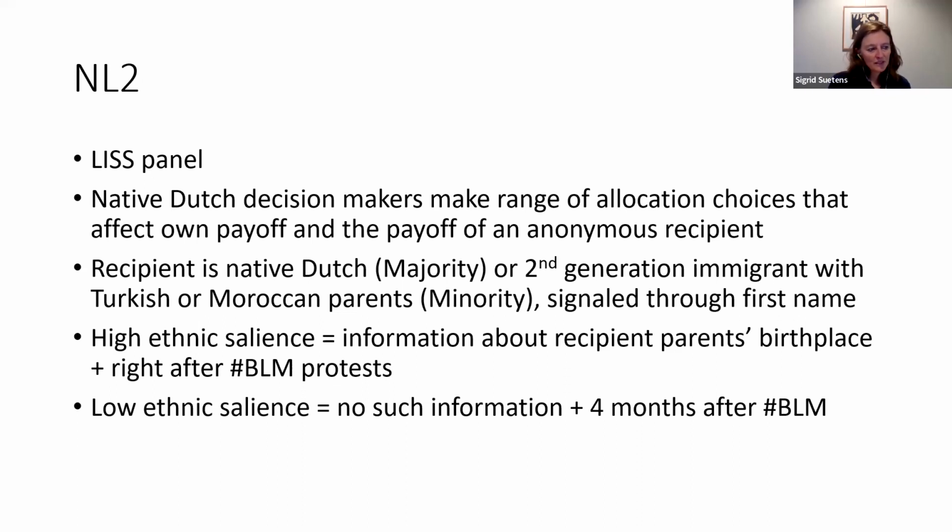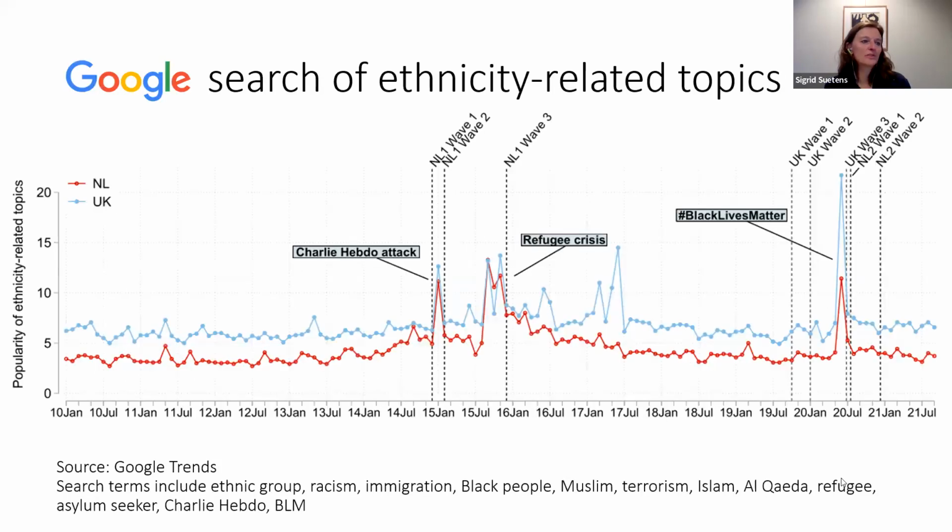And then the low ethnic salience waves were run about 4 months after the first waves. We did not have this information, and that was also run 4 months after BLM, where the ethnic salience related to that was lower, as BLM had already kind of disappeared a little bit from the media. So let me now show you the promised graph of Google searches of ethnicity-related topics. It starts in January 2010 and goes until July 2021.